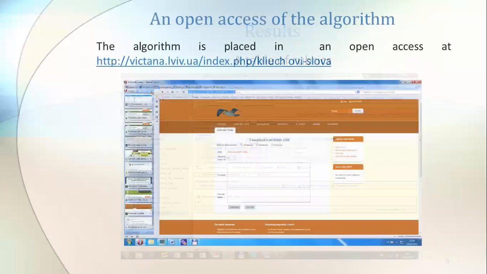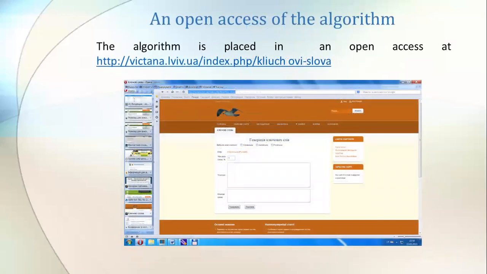And the last point. We have introduced a new algorithm for finding a set of keywords and symbols. It is used to define internet searches with the consideration of the semantic sets of words. An open access of the algorithm is available at svitlana.lviv.ua.